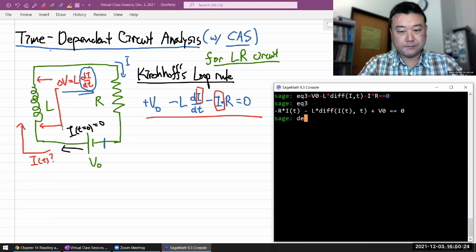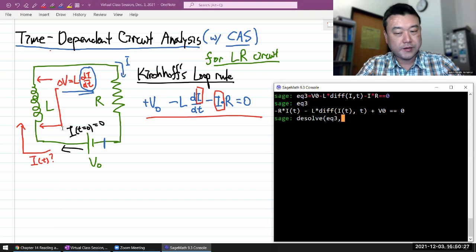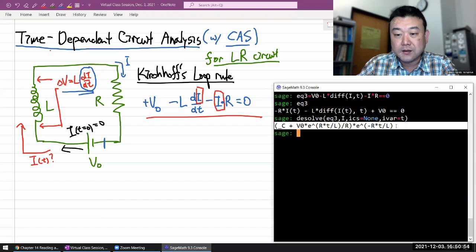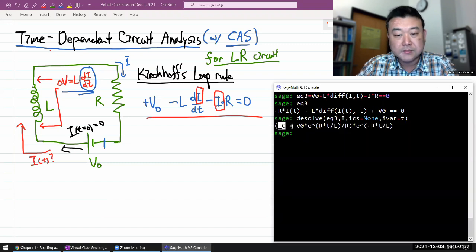Okay, that's my differential equation. Let's solve it. Differential equation solve. Equation 3. My dependent variable I, and let's say initial condition is none for now, default, and independent variable is t. Oh, that was quick. There's my answer. And this kind of looks like a charging circuit. You have some constant plus this thing. Oh yeah, I'm going to have to do the same thing. Distribute this in so that this gets canceled out by that, and I have this exponentially decaying thing here.